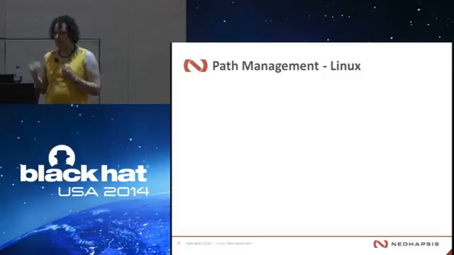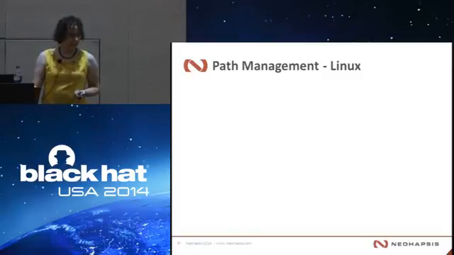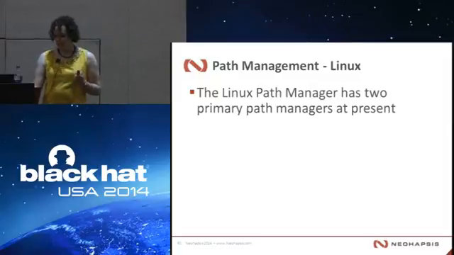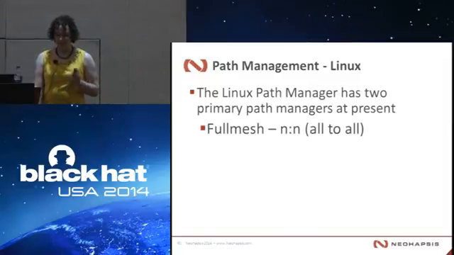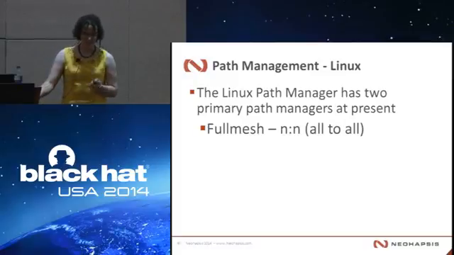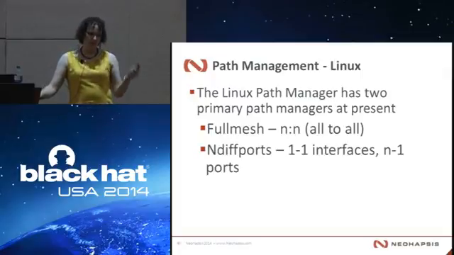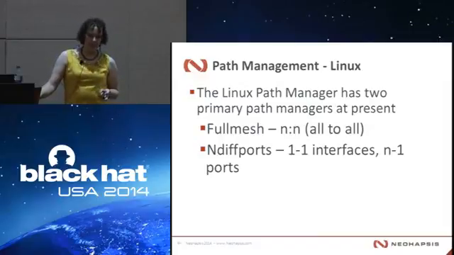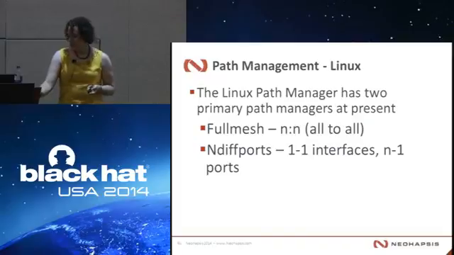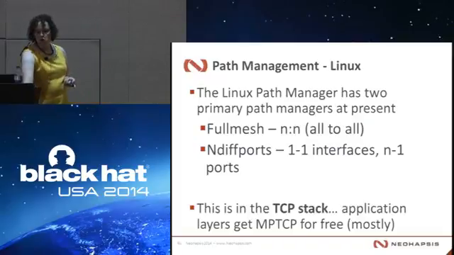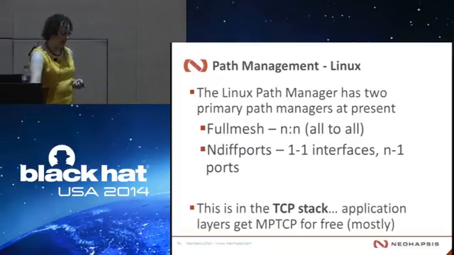So in the Linux implementation, which is the easiest to get and to use today, there's 2 primary path managers. Full mesh, every interface to every interface across every possible path. So this is a factorial arrangement. And ndiffports: one interface, multiple ports, down to the destination at the other end. It's a bit abstract, but that's in the TCP stack.